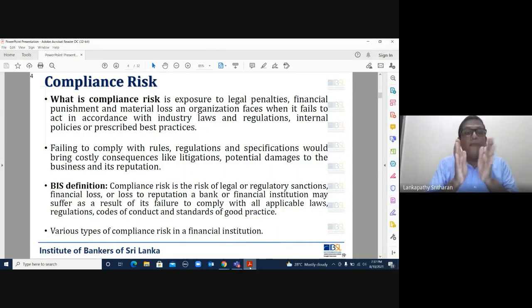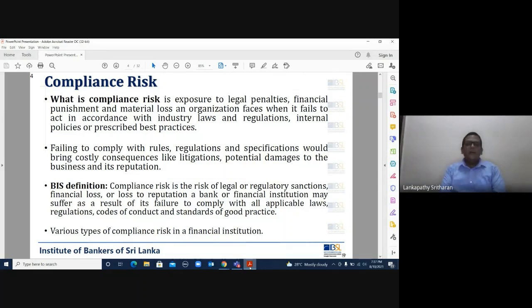So from that point of view, it is better to see what compliance risk is. Compliance risk is the exposure to legal penalties, financial punishment, and material loss an organization faces when it fails to act in accordance with industry laws, regulations, internal policies, and prescribed best practices. This is sort of a definition we can see for compliance risk.